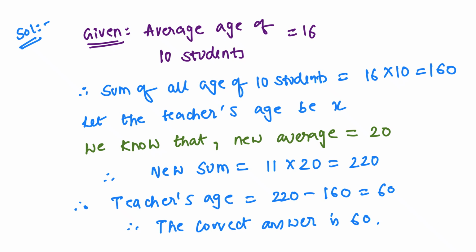Let the teacher's age be x. We know that new average is equal to 20. Therefore, new sum is equal to 220. Therefore, teacher's age is equal to 60. Therefore, the correct answer is 60.